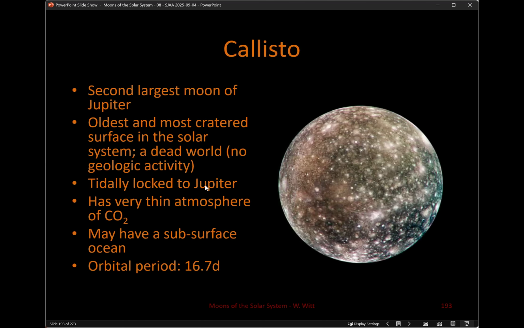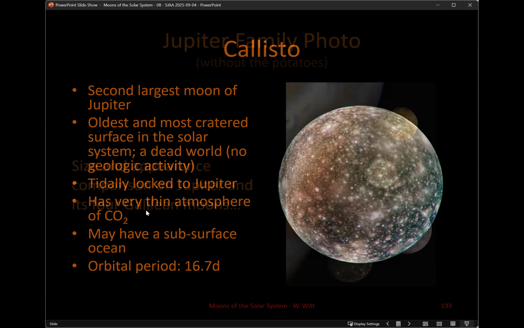Callisto's the next one out, and the second largest moon of Jupiter. It has the oldest and most cratered surface in the solar system. There's no geologic activity, so this thing is basically a dead world. But it may also have a subsurface ocean of sorts and a very thin atmosphere of carbon dioxide.